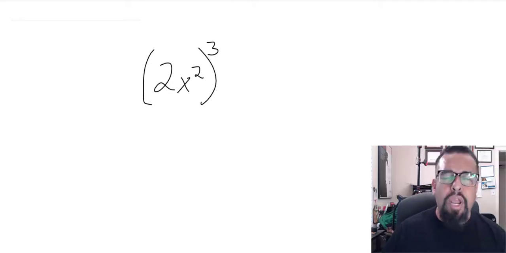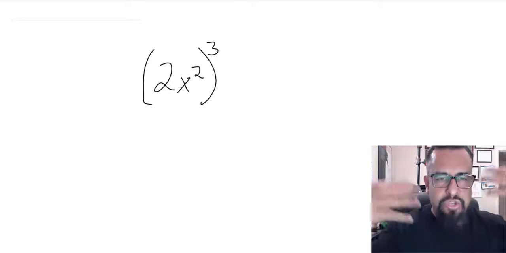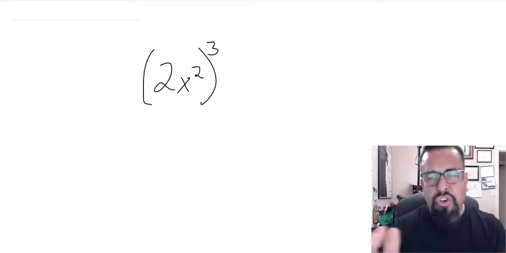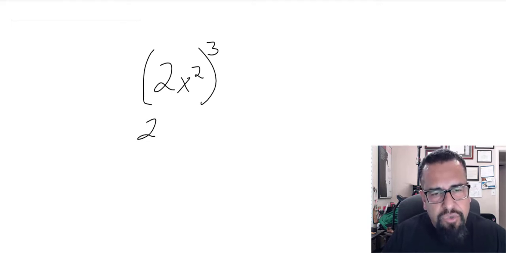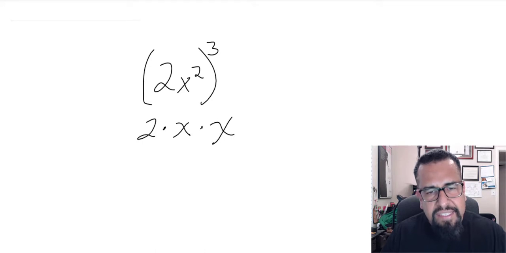This one throws people off. Again, I'm going to spread it open so you guys can see what we have, and then I'll show you the shortcut on how to solve it real quick, all right? So we have 2x squared. What do we have there? We have 2 times x times x, okay?